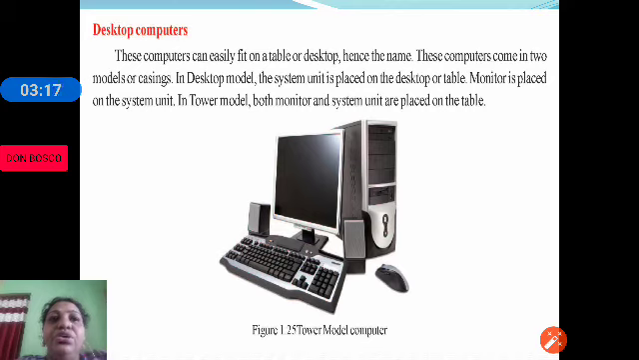They come in 2 models. In the desktop or table model, the monitor is placed on the system unit. In the tower model, the monitor is kept separately beside the CPU. So in some computers the monitor is kept on the CPU and in some it is kept beside. Desktop computers generally include a monitor, keyboard, mouse, speakers and a CPU.